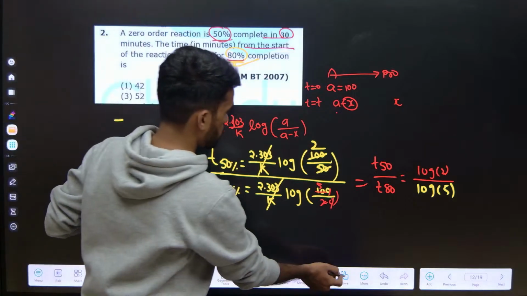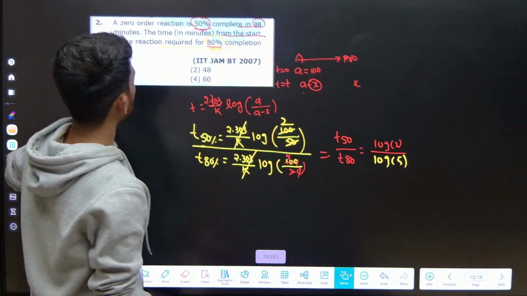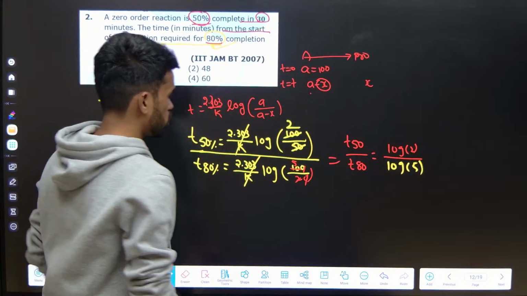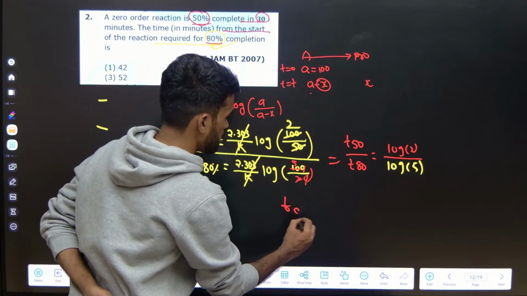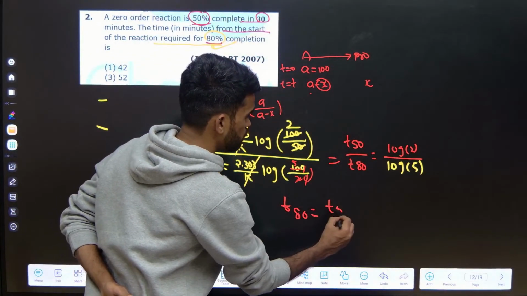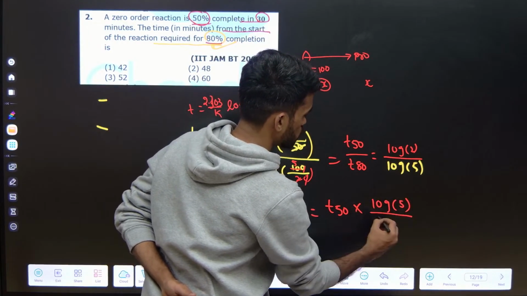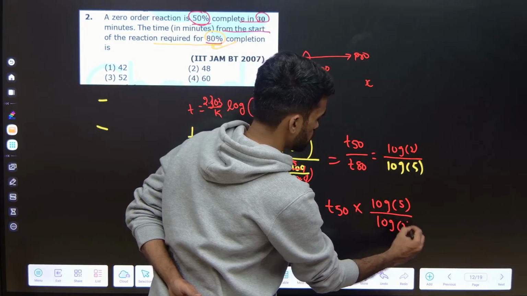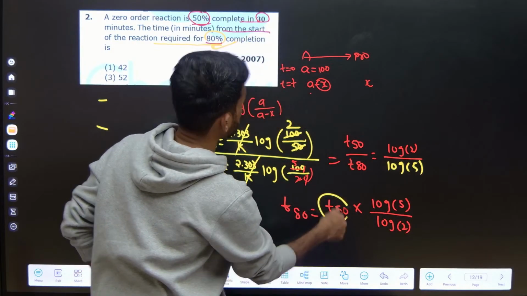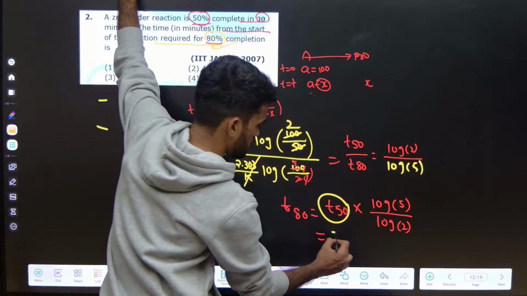Yes, next what to do here? What are they asking? The time required for 80% completion. So it means log T 80% is equal to T 50% multiplied by log 5 by log 2. So what is T 50%? They are saying 30 minutes. You take here 30.